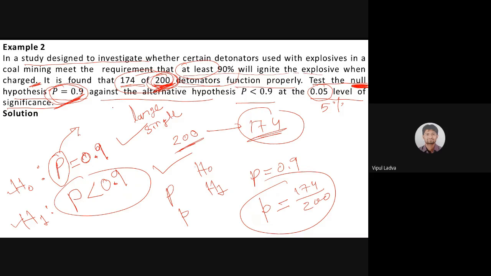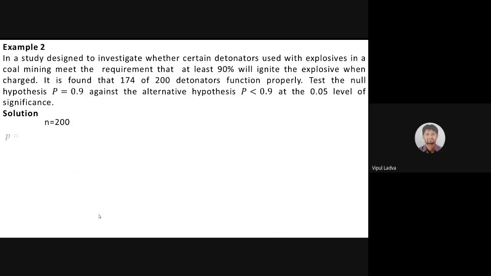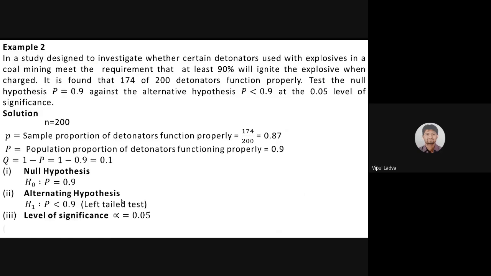Now, once we are good with that, alpha is also given. Look, alpha is 5%, that means 0.05. So there should be no difficulty in this. Let me tell you.